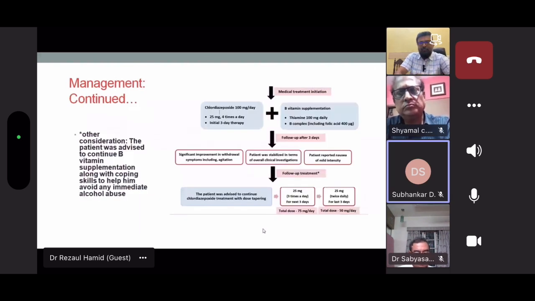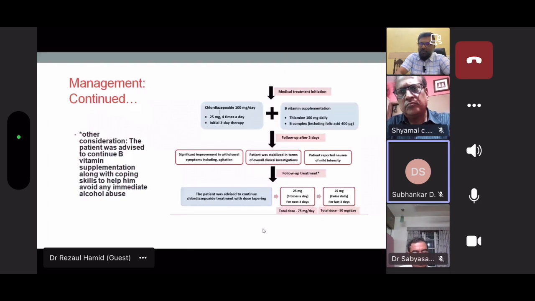On treatment of medication here, the most important thing I would like to highlight is the beauty of chlordiazepoxide. It can be given 100 milligram per day in divided doses for 3 days. Simultaneously, we should go for vitamin B supplementation, thiamine 100 milligram daily. My learned previous speaker has already talked about Wernicke's encephalopathy and delirium tremens, so these are to be kept in mind. And simultaneously with B complex, we should include folic acid 400 microgram, and follow up after 3 days.